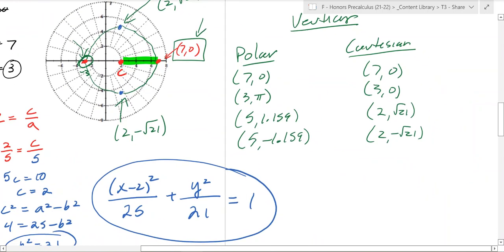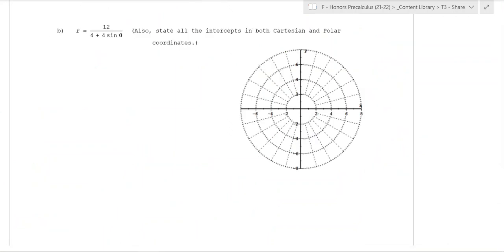And what you use to do that is, you know that r squared is equal to x squared plus y squared. And we know that theta is equal to tan inverse of y over x. Those are the formulas you use to find those values. So let's graph this one and also state all the intercepts in both Cartesian and polar.